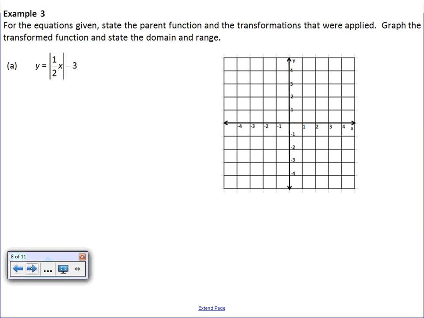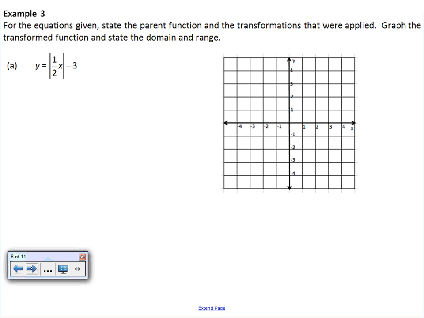So you're going to notice I oriented this a little bit differently on the smartboard than on your paper. You're working kind of down the page. I'm working kind of across just so I have a little bit more room to write. For each of the equations given here, we're going to state the parent function and the transformations that were applied, and then graph the transformed function and state domain and range.